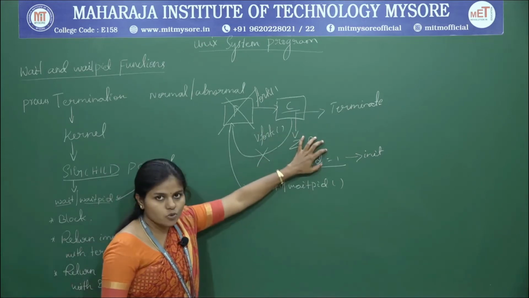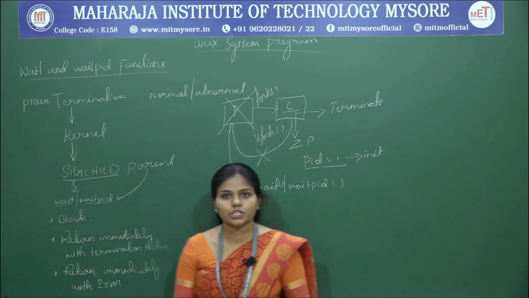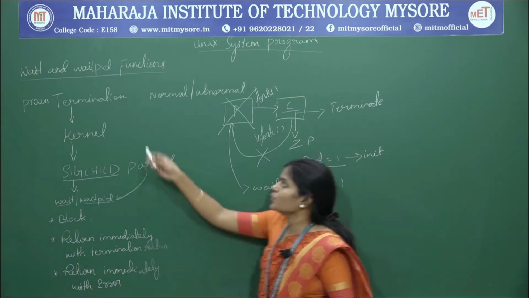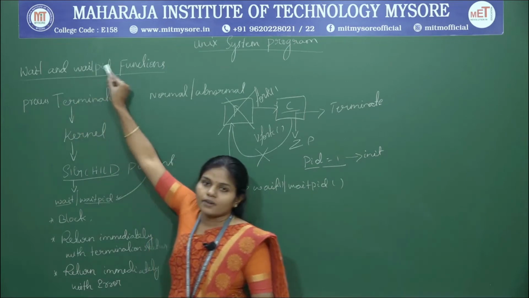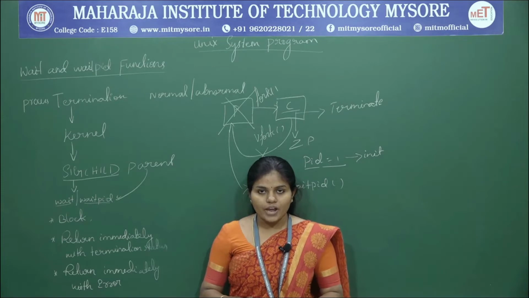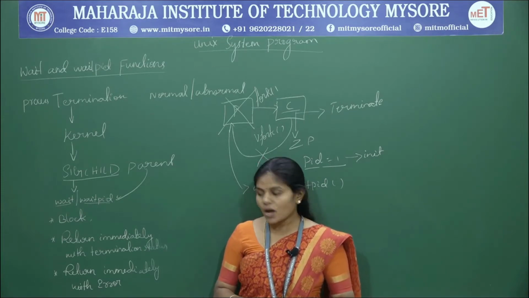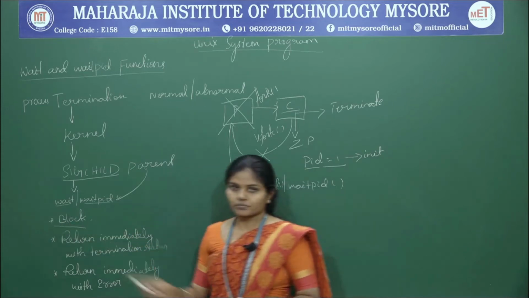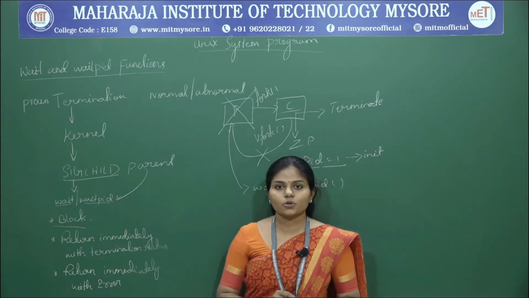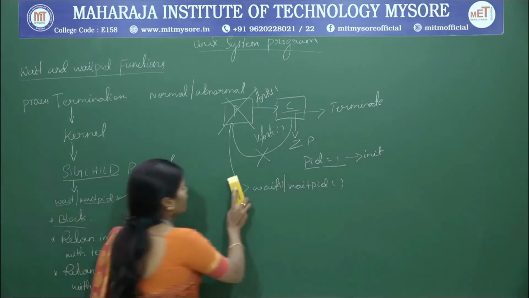To avoid the zombie process and to get the termination information about the child, we make use of wait and waitpid. When you call wait and waitpid, three things can happen. The first one is blocking. When the parent is going to call wait, suppose, for example, I will explain with a diagram.